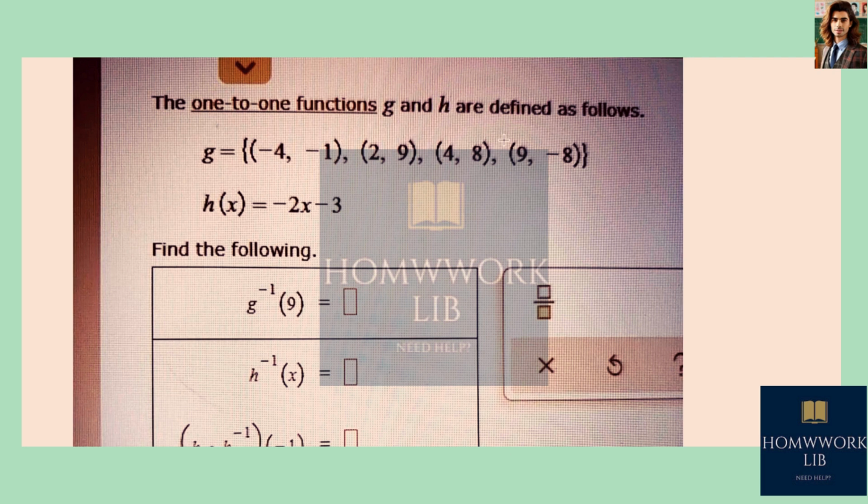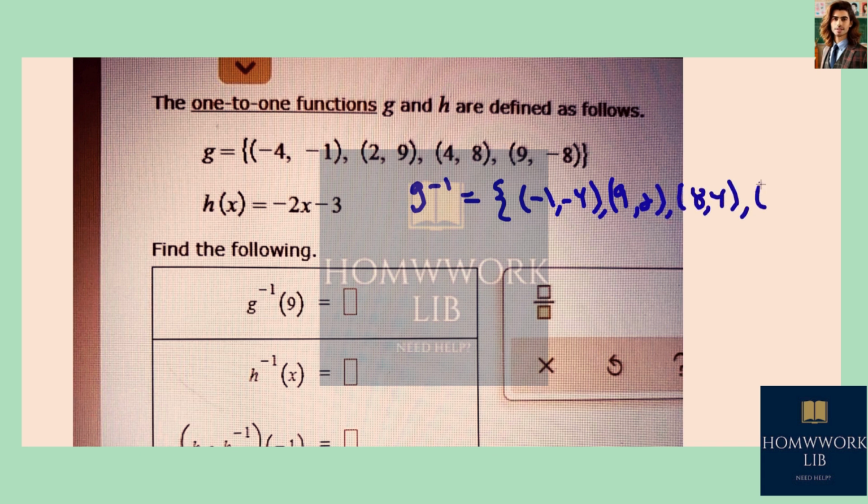If we have the function g as the list of ordered pairs, and we want to know the inverse function of g of 9, well, g inverse would be equal to (-1, -4), (9, 2), (8, 4), and (-8, 9). You just switch the ordered pairs around. So g inverse of 9 would have an input of 9. The output is 2. Okay, so the answer to that is 2.